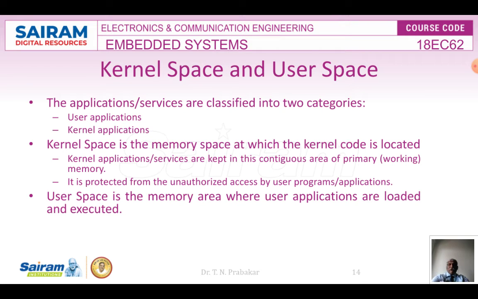So usually the code that belongs to the operating system, right, that is called the kernel space. The kernel applications or services are kept in this contiguous memory of primary memory, and it is protected from unauthorized access, because we should not be able to alter the OS code, right? So that will normally be a read-only memory, we can say. And the user space is the memory area where the user applications are loaded and executed, right? So what we write in our program is there in the user space.